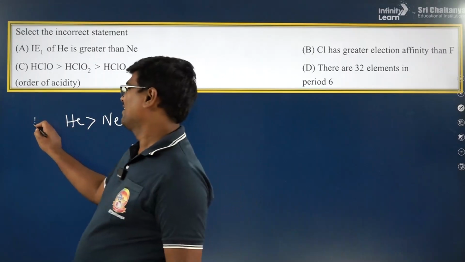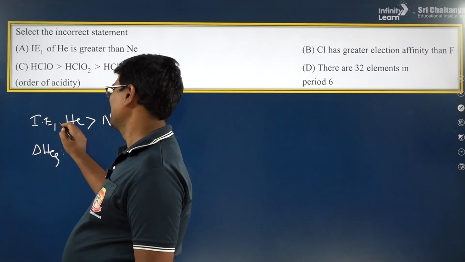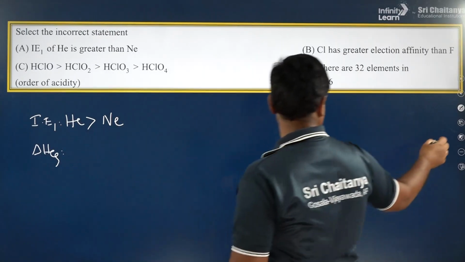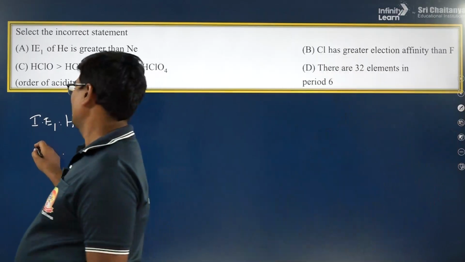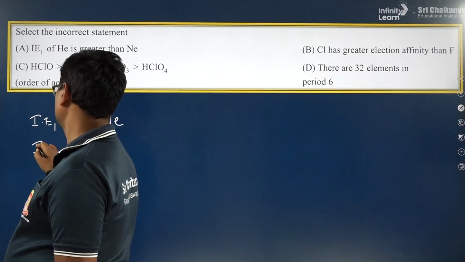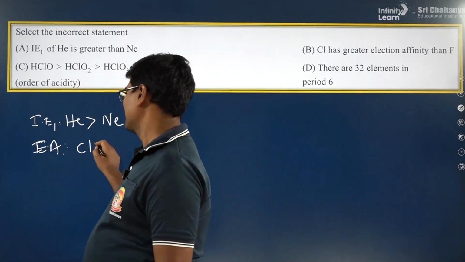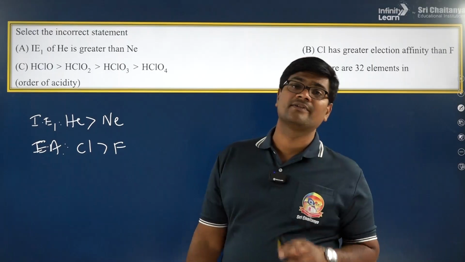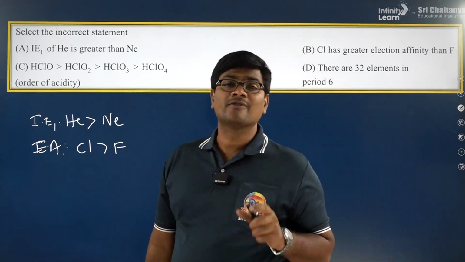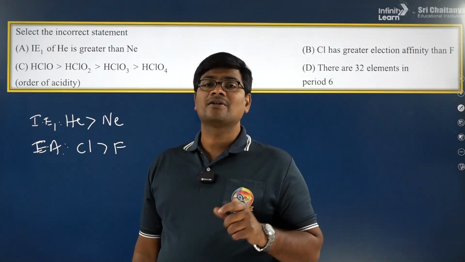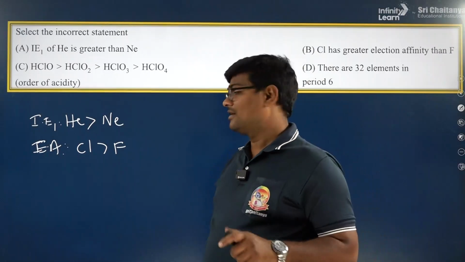A is right, and then electron gain enthalpy or electron affinity they are asking. So chlorine has greater electron affinity than fluorine. This is well known. Generally we expect fluorine has more electron affinity, but because of its small size, the interelectronic repulsions are more in fluorine. Due to this, the incoming electron is opposed by the inner core electrons. Therefore, fluorine electron affinity is less than chlorine.